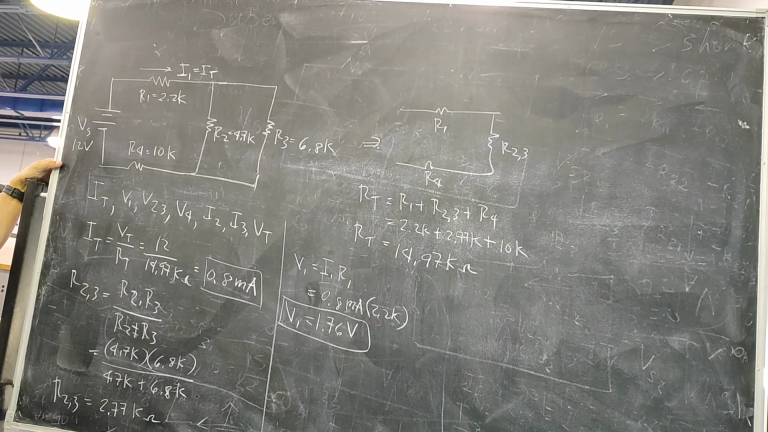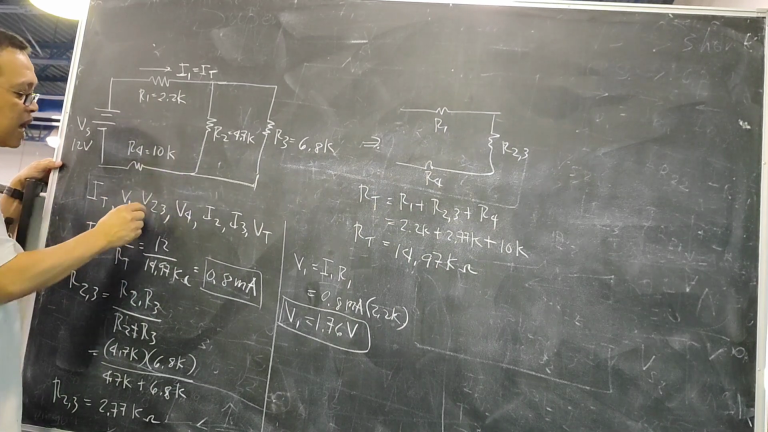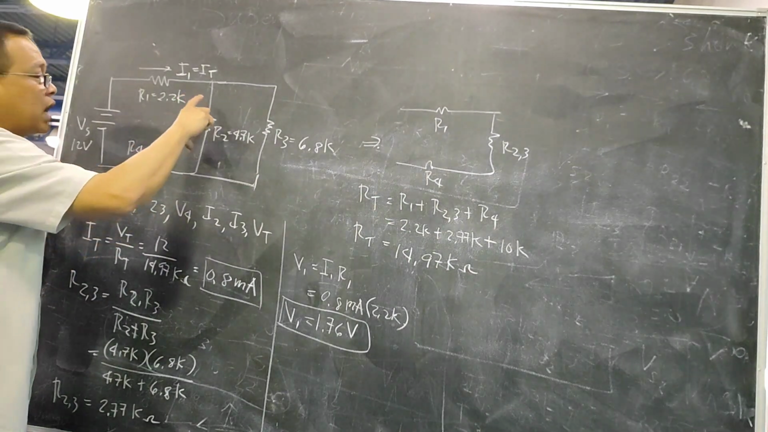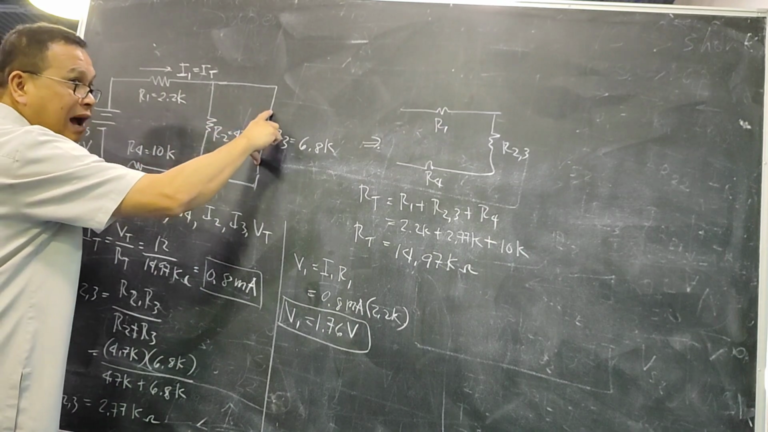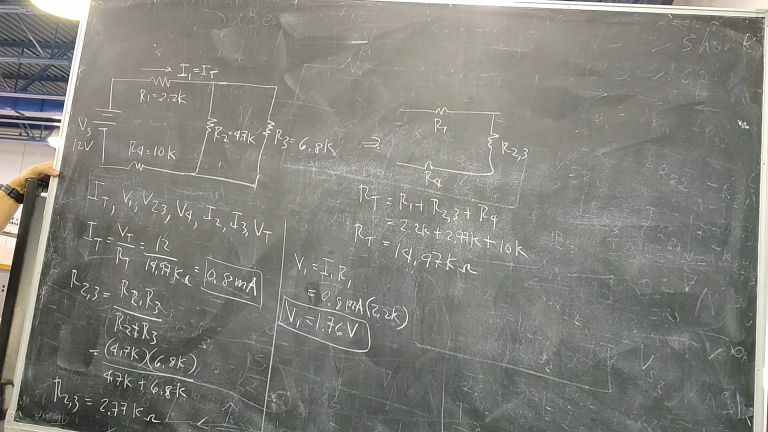Because it's parallel, he called it V23, because it's actually the voltage across R2 or R3. It's just the same. That's why he called it V23. Because V2 is equal to V3. Do you understand? Did you get the idea?